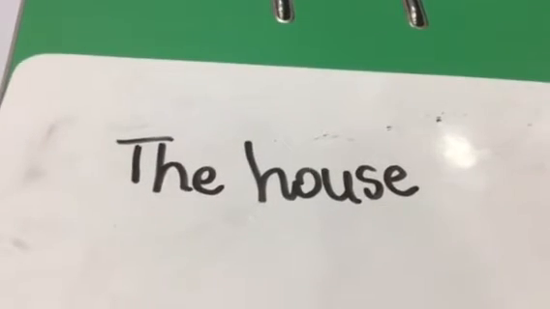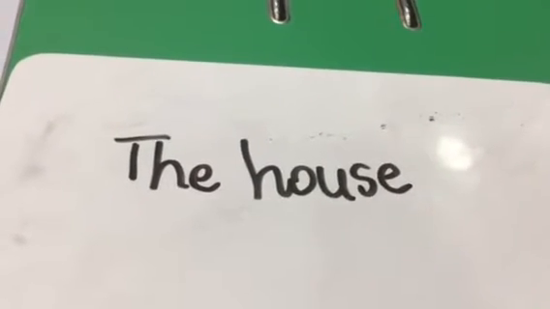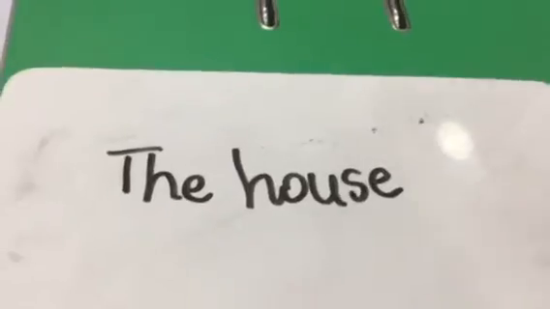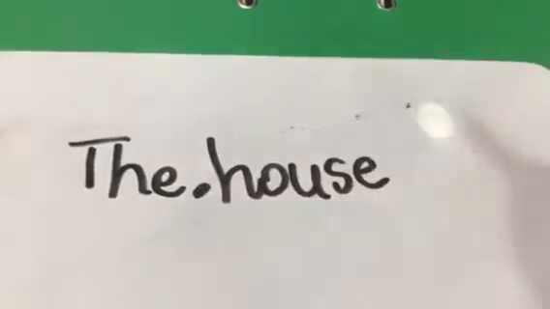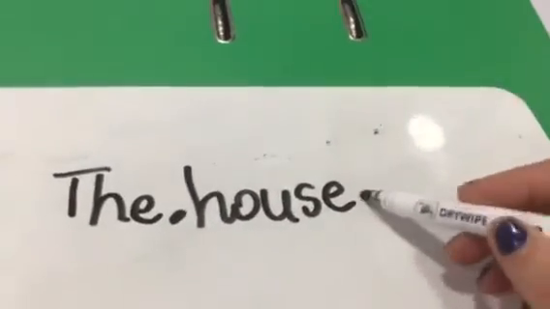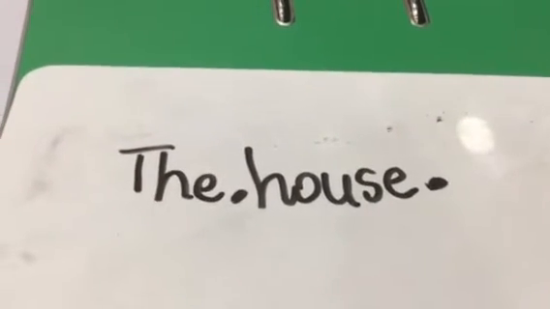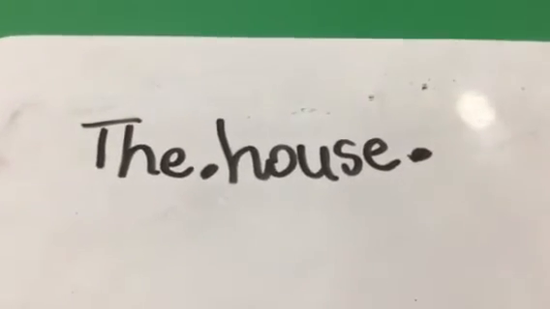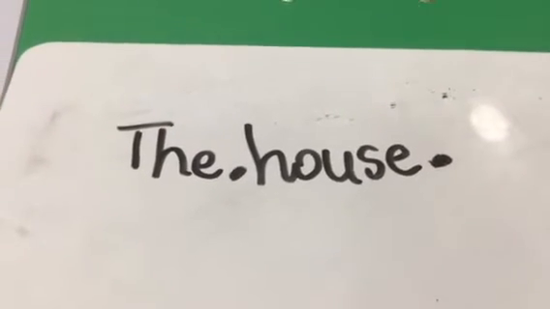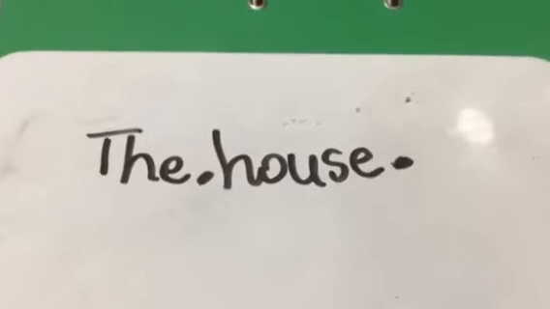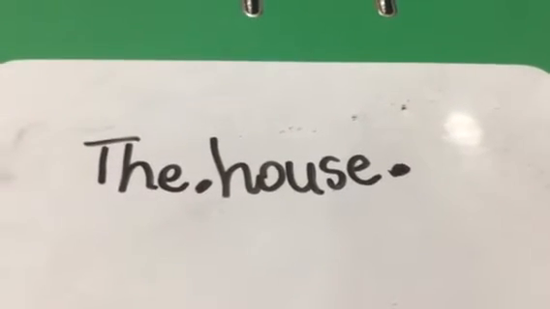So what I want to do is add a word or some words both before and after the noun to expand it. That's why it's called an expanded noun phrase, to give it more detail. So have a think now before I do it. What word or words could you add both before and after the noun house to add more detail?